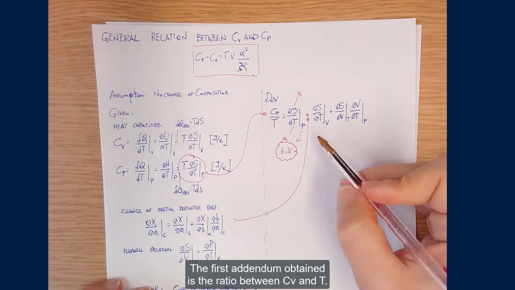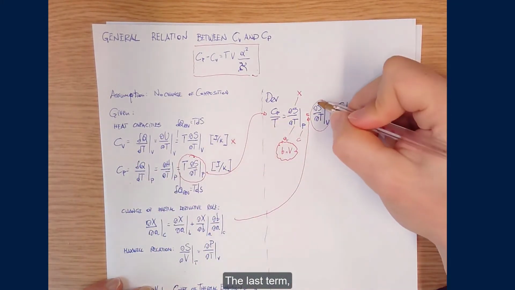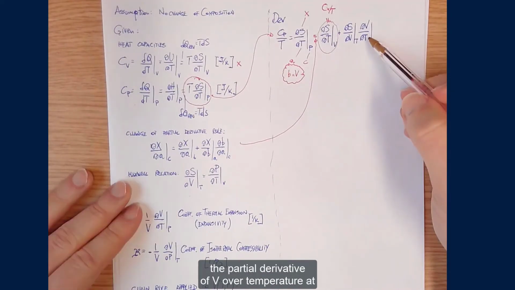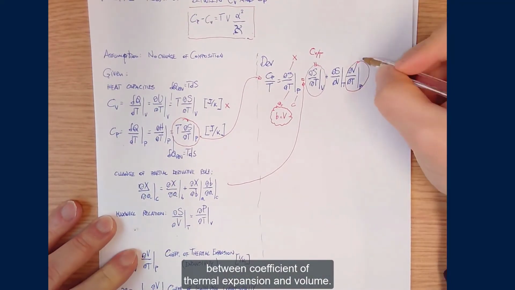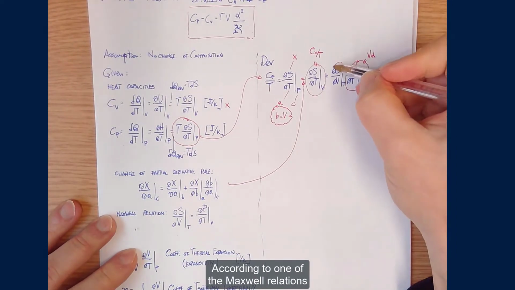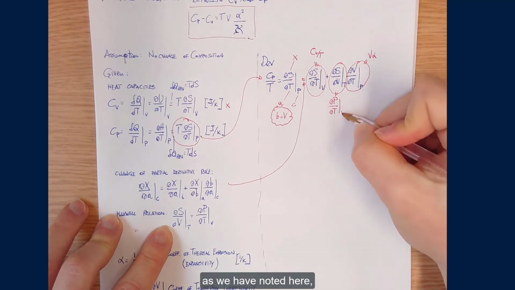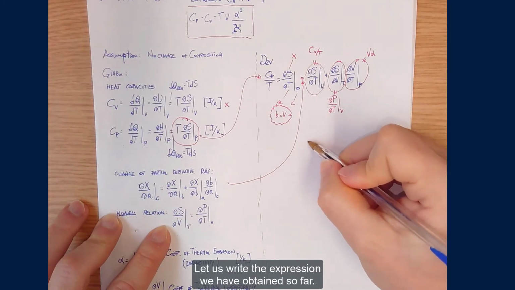The first addendum obtained is the ratio between Cv and T. The last term, the partial derivative of V over temperature at constant pressure, is the product between coefficient of thermal expansion and volume. According to one of the Maxwell relations, as we have noted here, the remaining term is the partial derivative of pressure over temperature at constant volume. Let us write the expression we have obtained so far.